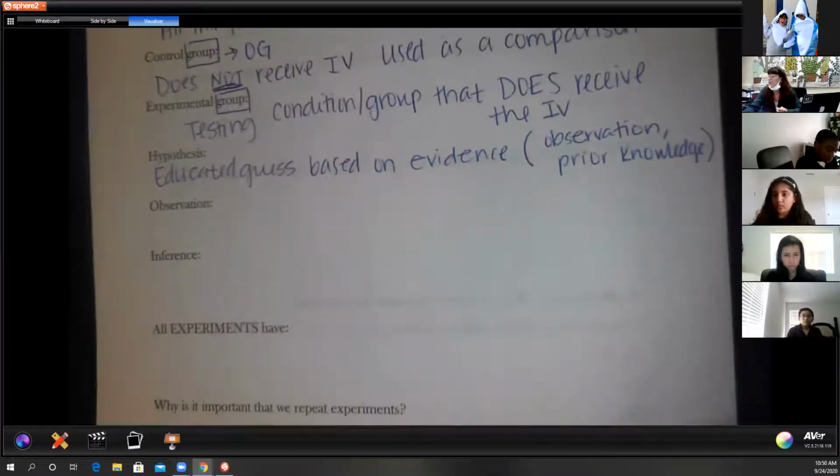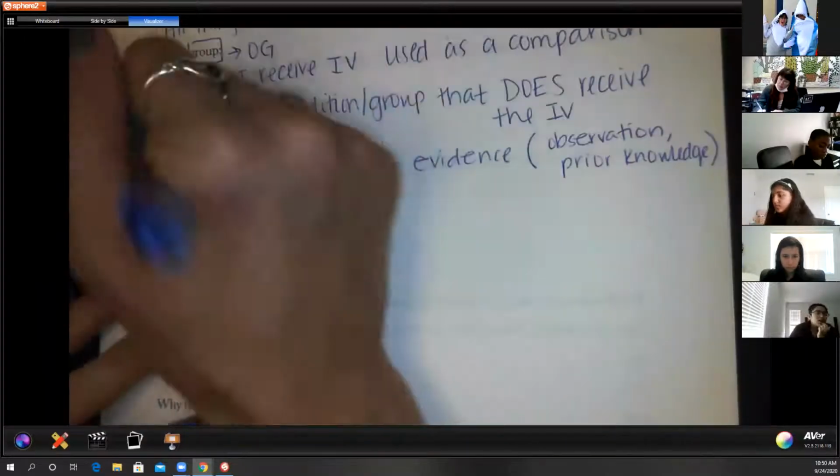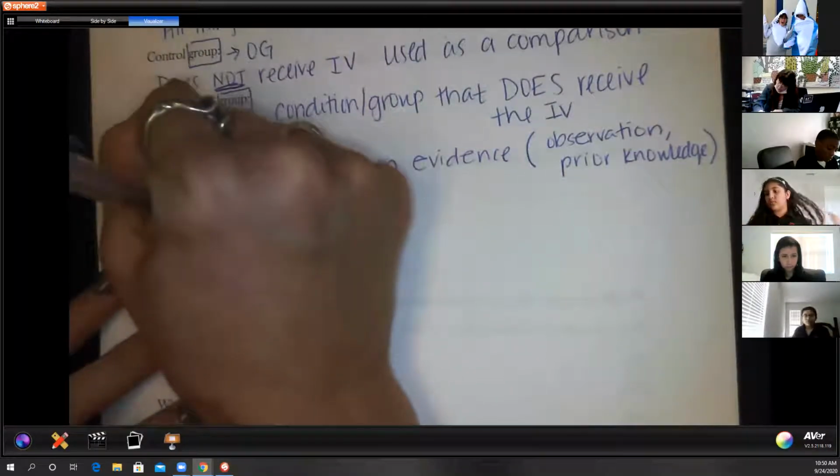All right, what about observation? When we gather information using our eyes, ears, mouth, nose, head, shoulders, knees, toes, all of the above. This is when we gather information using our five senses.